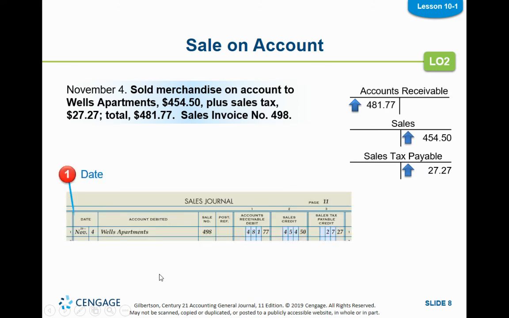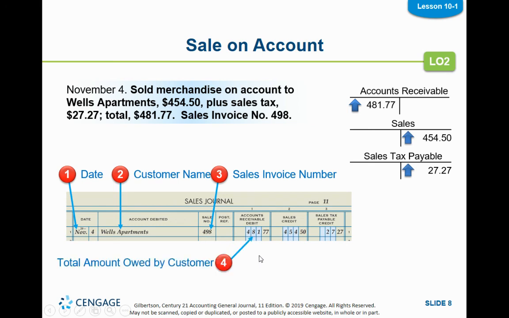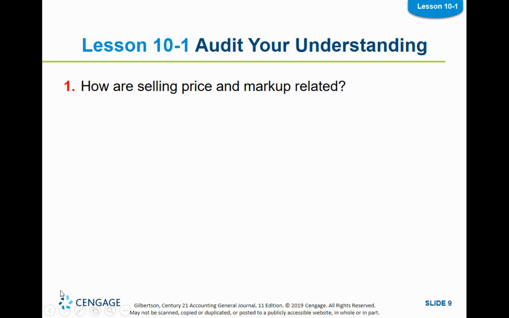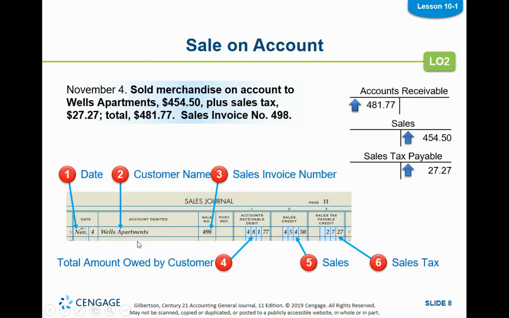So when you record that, you start with your date. The customer name goes on the line, the sale number. Now notice again, similar to the other ones, the column says sale number. So you don't have to put an S for the sales invoice like we've been doing in the past on the general ledger. It just said document number, so you had to put a C or an S or whatever, an M. Here, we don't have to do that because it's only going to be sales invoice numbers. Then you put your accounts receivable debit, your sales credit, and your sales tax payable credit. And that's pretty much how you record sales on account in a sales journal.